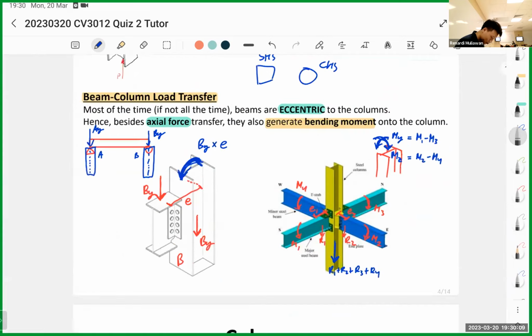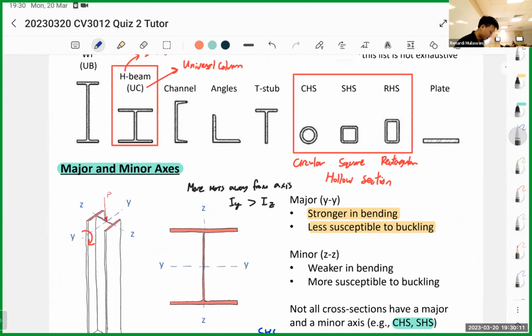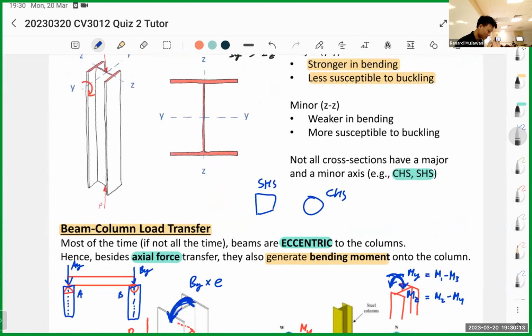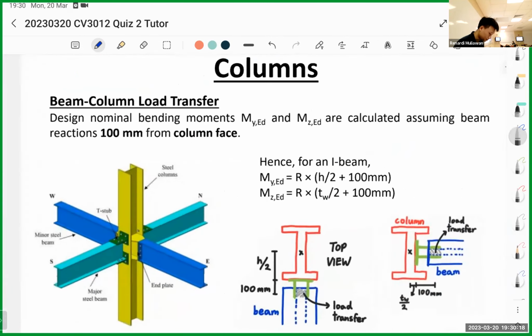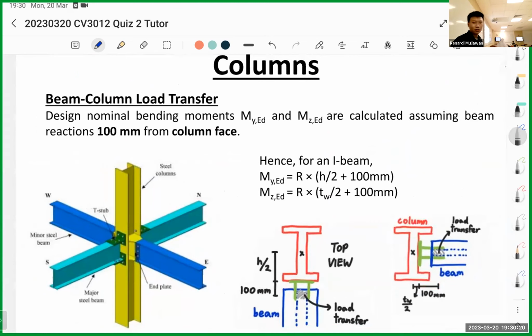Okay, so minor and major done. Beam column load transfer done. So now we go to this one. Somebody asked, basically eccentricity of a column is the moment arm. Yes, correct, it's the moment arm. It's how far the force is from the centroid of the column.